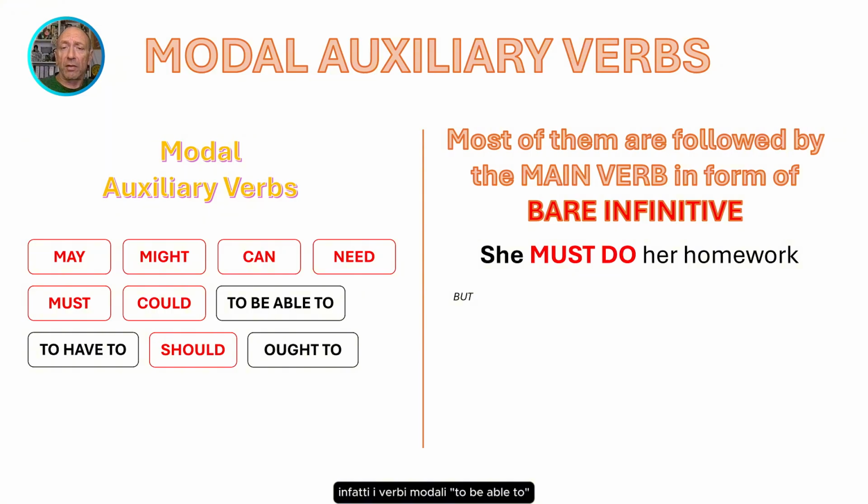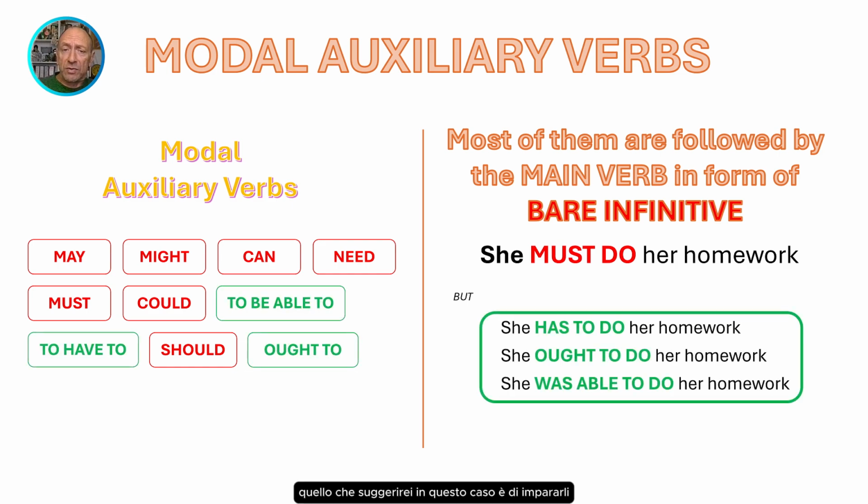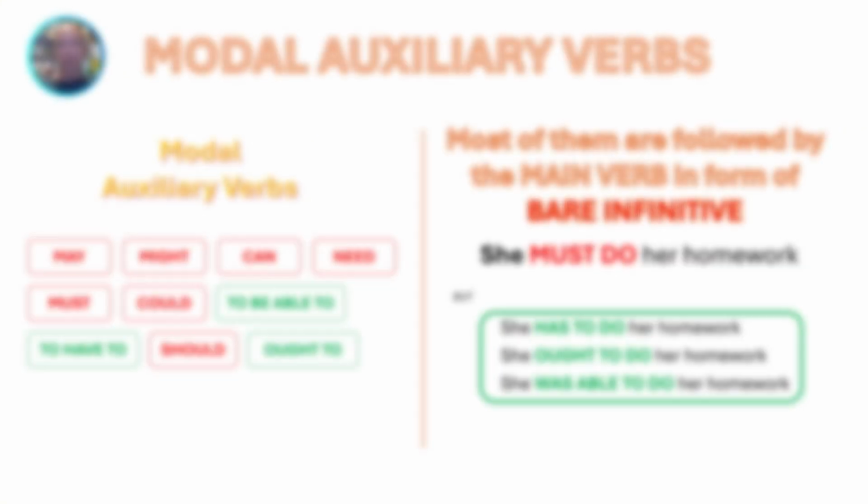In fact, the modal verbs to be able to, have to, and ought to are always followed by a full infinitive, like in the following sentences. What I would suggest in this case is to learn them with the preposition to coming next, as in the long run this simple trick will certainly help you use them correctly.